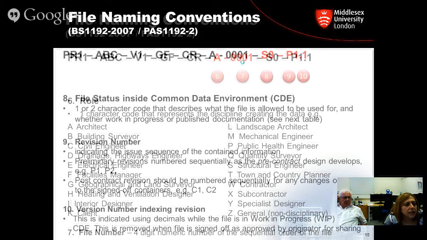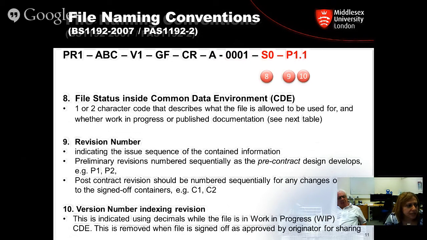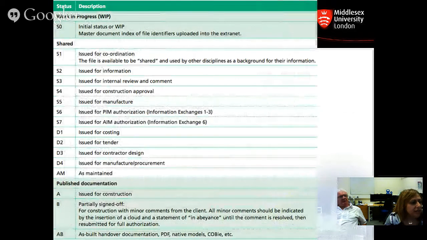Okay. Now the optional ones, the file status. The file status is extremely, extremely, extremely important, and Mervyn will talk a lot about that, and Steve and myself later on as well. What the file status basically does is tell you what the file is suitable for. What is it suitable to be used for? And I have here a table from the PAS 1192, which tells you the different statuses that can be used in your naming convention.